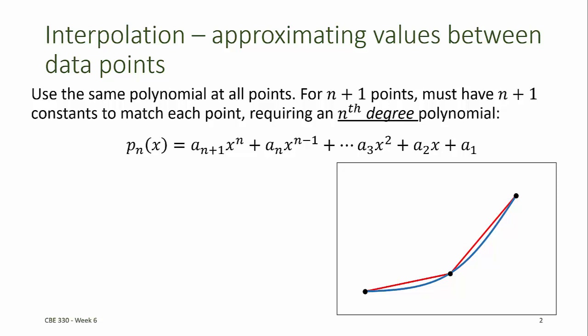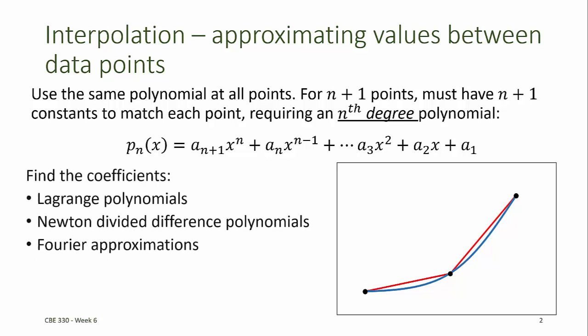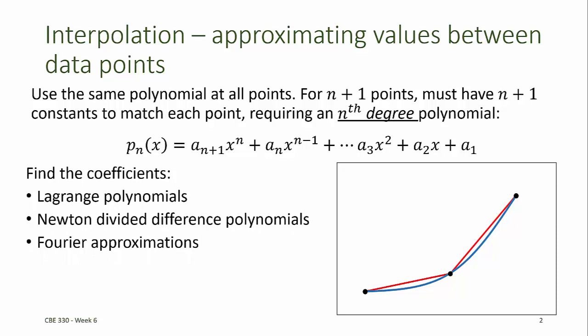If we have n plus 1 data points, then we have n plus 1 constants that we will need in our function in order to match the data at each point to the model equation. This will require an nth degree polynomial. So if we have 3 data points, we need 3 coefficients, which means we need a quadratic or second order polynomial. We'll introduce two ways of finding the coefficients for polynomials, the Lagrange interpolating polynomial and the Newton divided difference polynomial. We'll also introduce a method for finding sums of sine and cosine functions, which are called Fourier approximations.